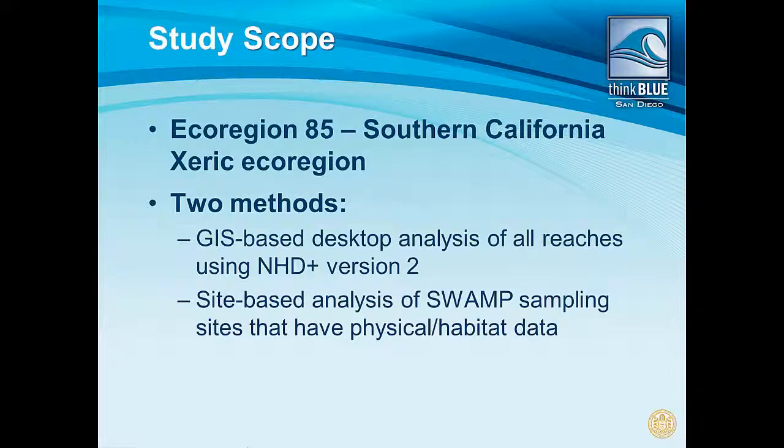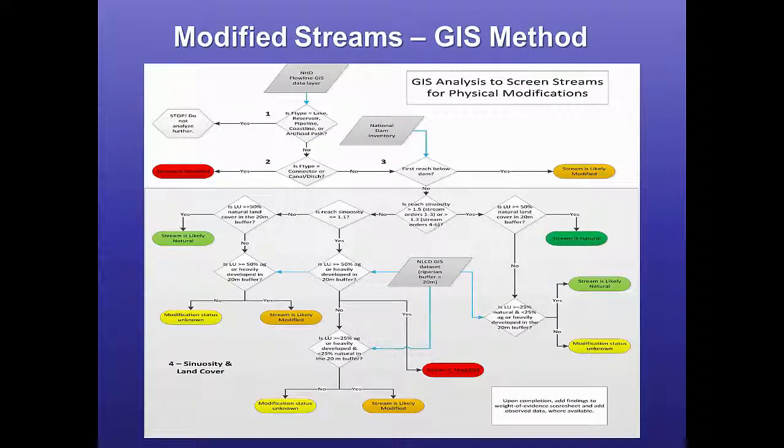We are pretty much focused on what we call Ecoregion 85, the southern coastal Southern California region. I'm going to be talking about two methods. One is a GIS-based desktop analysis using NHD+, and I'll go through that. The other is a method where we're looking at a site basis as opposed to a broad reach basis. We found both have utility, and hopefully you'll see why.